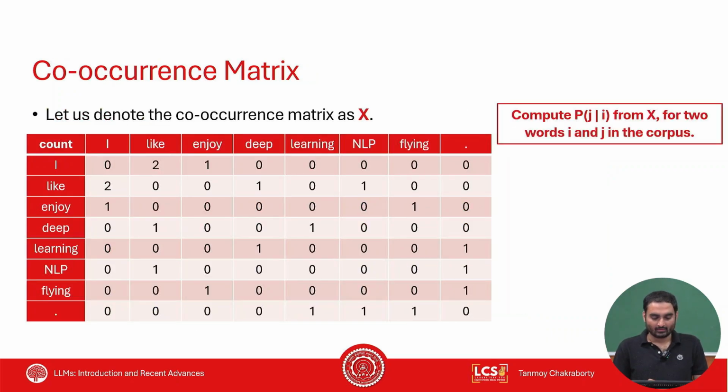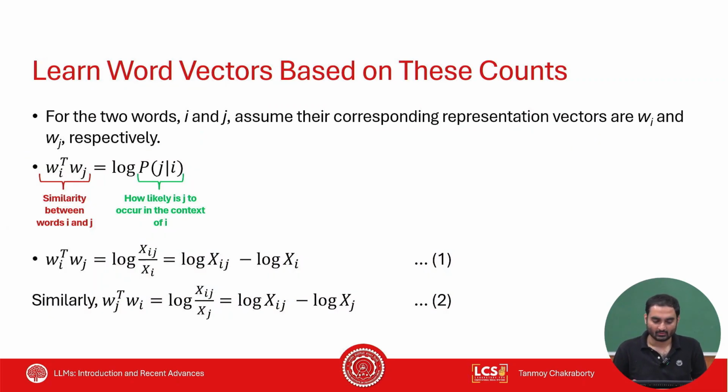This is just an example. Let's say this is the co-occurrence matrix. You can easily compute P of j given i. These are i's, and these are j's. The i's are target words and the j's are context words, and so on and so forth. Now let's see how we can model this, how you can utilize this.